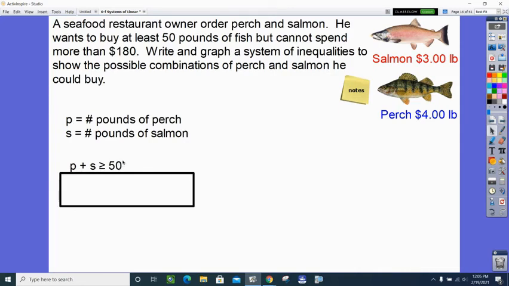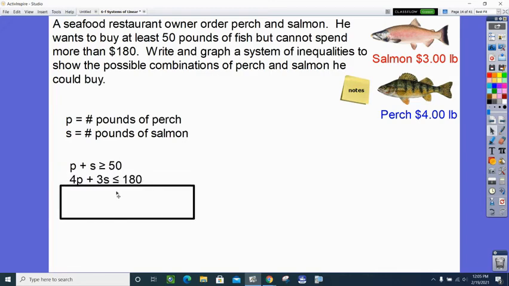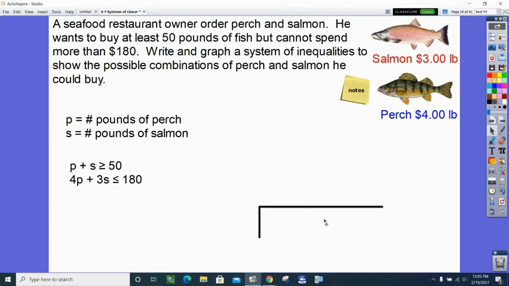Now I'm going to head over to money. So the perch is going to get attached to the $4. The salmon is going to get attached to the $3. And I cannot go over the $180. So now I need to be less than or equal to. So add up my perch money with my salmon money, and it's got to be smaller or equal to 180. And now I have my two inequalities. So we're going to do a graph.